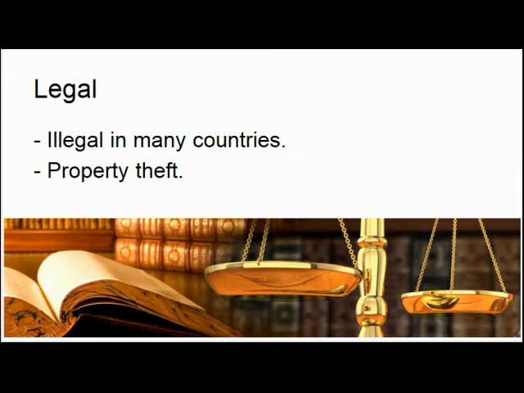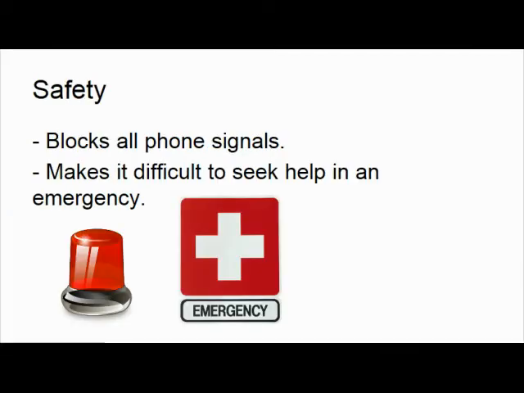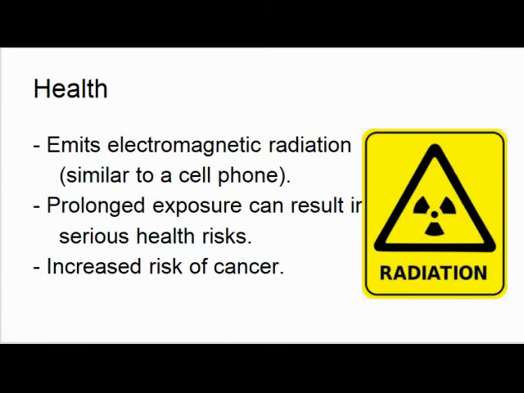And the reason that cell phone jammers are illegal is because a lot of countries consider them property theft, and that's because private companies have paid for the rights to use certain frequencies, and if you jam those frequencies, it's as if you're stealing their property. And for safety issues, the cell phone jammer will block all signals, not just unwanted ones, so it can interfere with emergency lines, and as well, it can make someone unable to call out for help in dangerous or emergency situations. And finally, health issues.